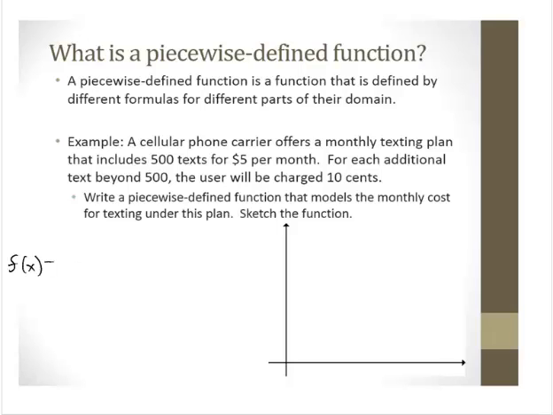Alright, so our function, let's see. We can't have a negative number of texts. If my x value is between 0 and 500, the cost is 5. And we'll put a little if here. Now, what if my x value is above 500?